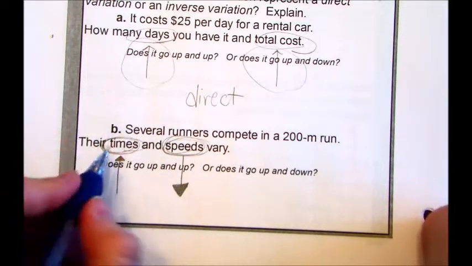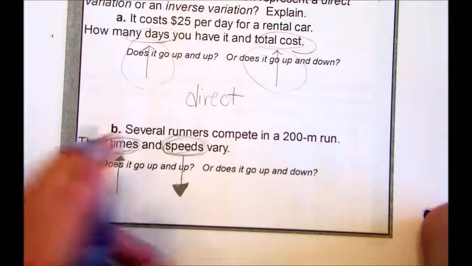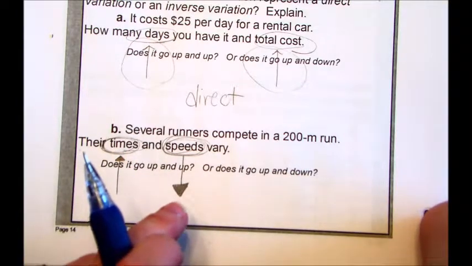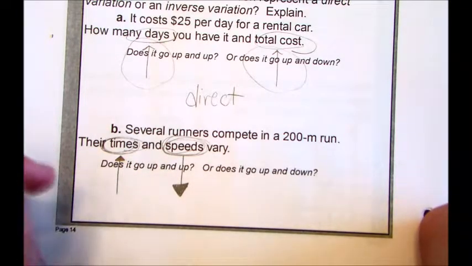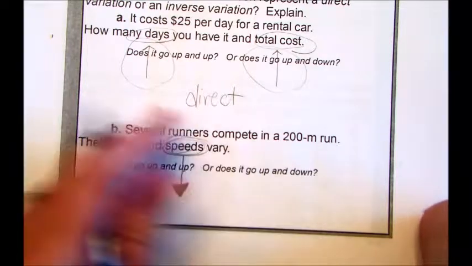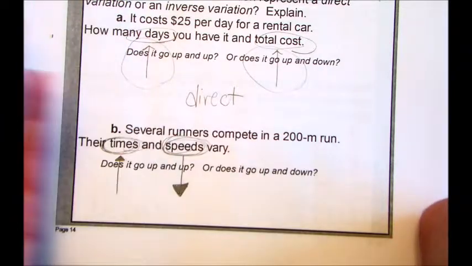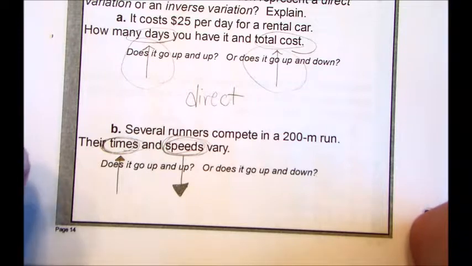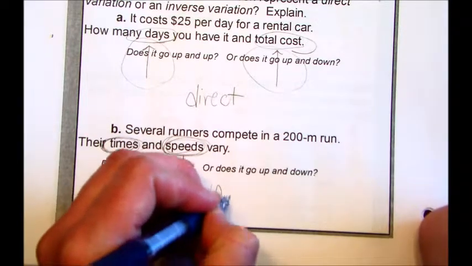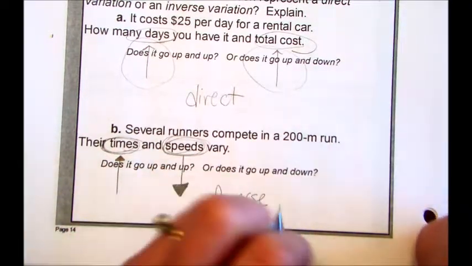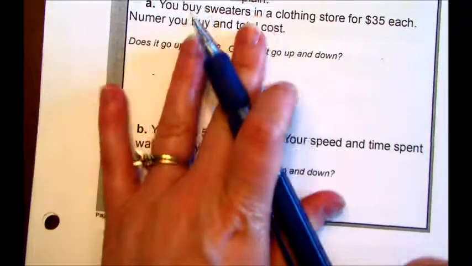Okay? So as the time goes up, that would be me. And the reason that happens is because I am slow. My speed is going down. Okay? And the vice versa happens too. Like the faster you are, the less time it's going to take. So that would be inverse variation. I like these ones. Okay.